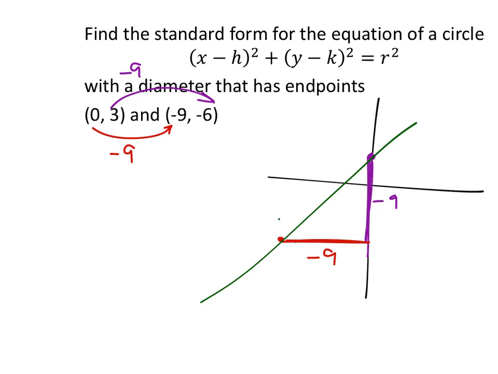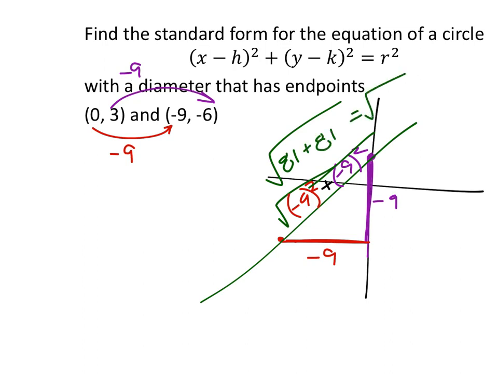Which means if I wanted to find the hypotenuse, I guess we don't even have to square root it. We got the -9, and we're going to square that, and then we'll add it to the other -9. I should have put those in parentheses. -9, and we're going to square that as well. Now, that would give us the length of that hypotenuse. So this is the square root of 81 plus 81, which is the square root of 162. Now that is the diameter, right, between the two points that they gave us.